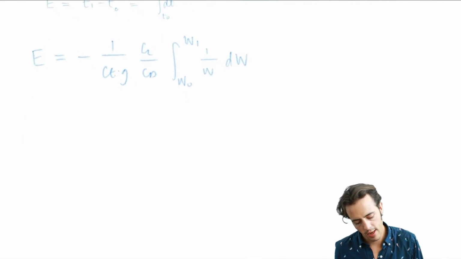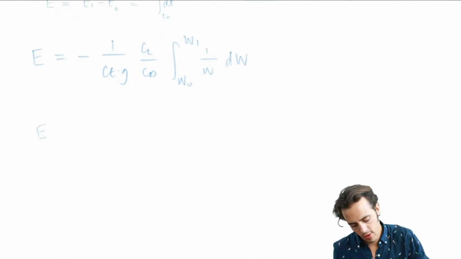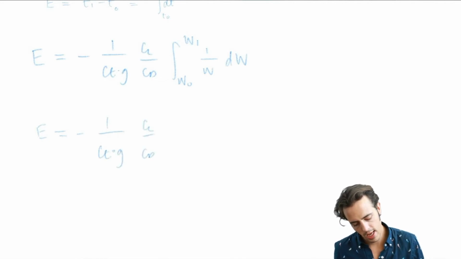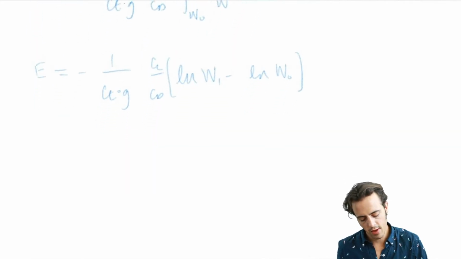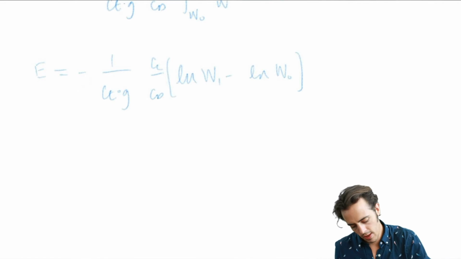Okay, so we can integrate the right-hand side now. Our endurance is equal to minus 1 over CTG, CL and CD, and then we have the natural logarithm of W1 minus W0. So we've got a minus sign in here and we've got a minus sign here. So we'll get rid of those and we'll combine the two natural logarithms using the log laws.